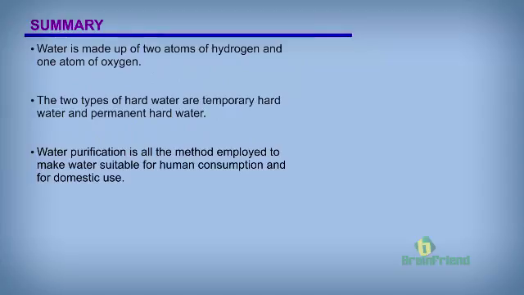With this, we have come to the end of our class. A quick summary: we say that water is made up of 2 atoms of hydrogen and 1 atom of oxygen. Then we mentioned that the 2 types of hard water are temporary hard water and permanent hard water. We also said that water purification is all the method employed to make water suitable for human consumption and for domestic use.